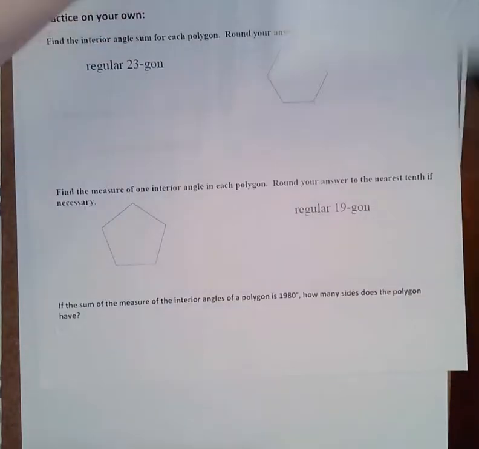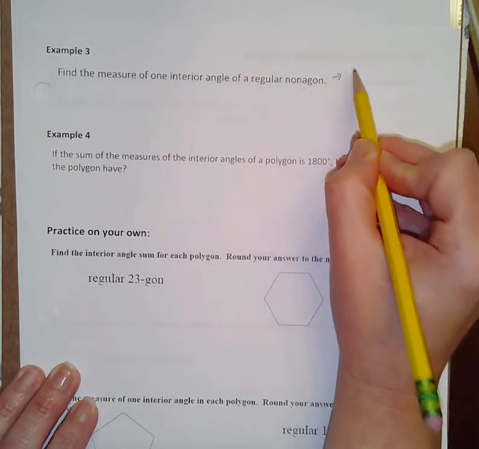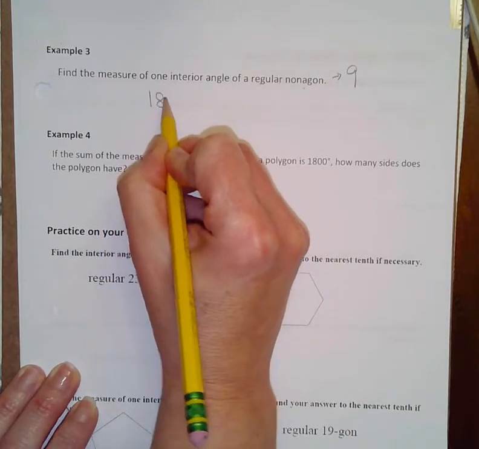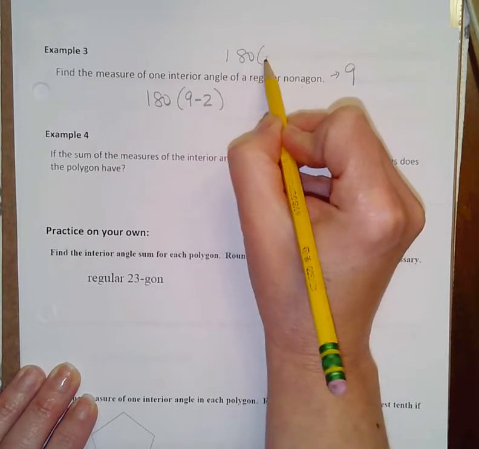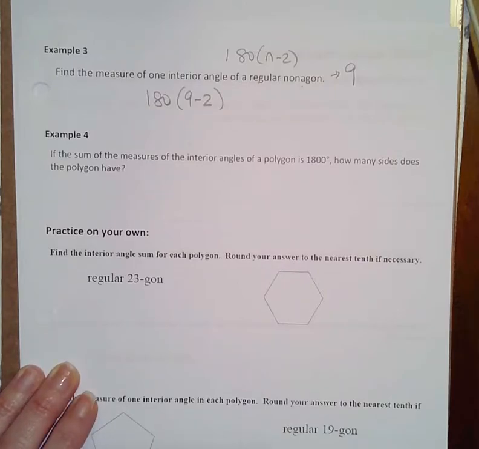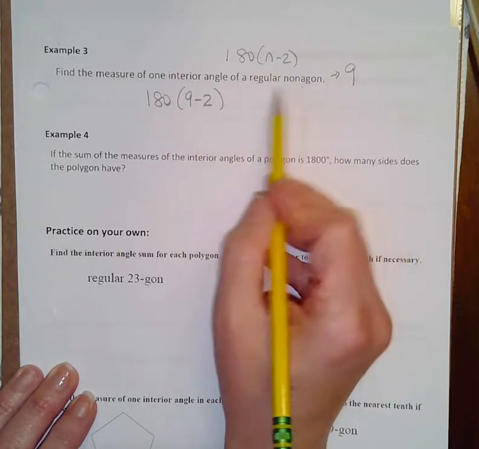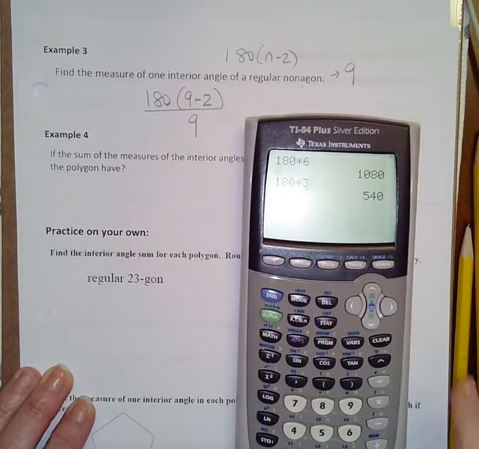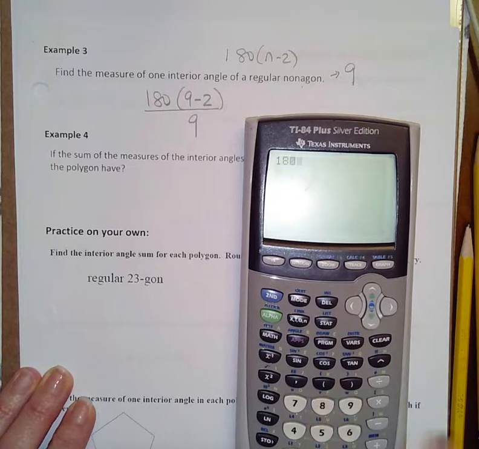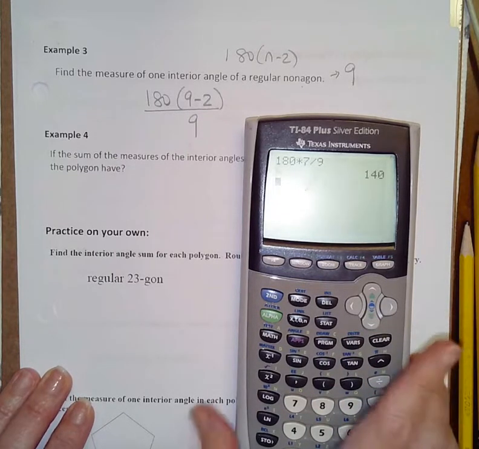Let's check that out. This side over here, number 3. Find the measure of one interior angle of a regular nonagon. 9. So now I know I have 180 times 9 minus 2, because my formula, you can write it on top. 180 and minus 2. That's all of the angles added up. This is the sum of all of the interior angles, but I just want 1. And since there are 9 of them all together, we're going to divide by 9. Let's just plug it into our trusty calculator. 180 times, okay, that's 7, divided by 9. 140.